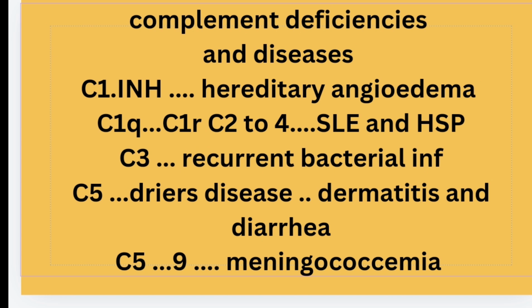Leiner's disease. It's wrongly spelled here. It is associated with dermatitis and diarrhea. And then C5 to C9 deficiency predisposes an individual to meningococcemia.